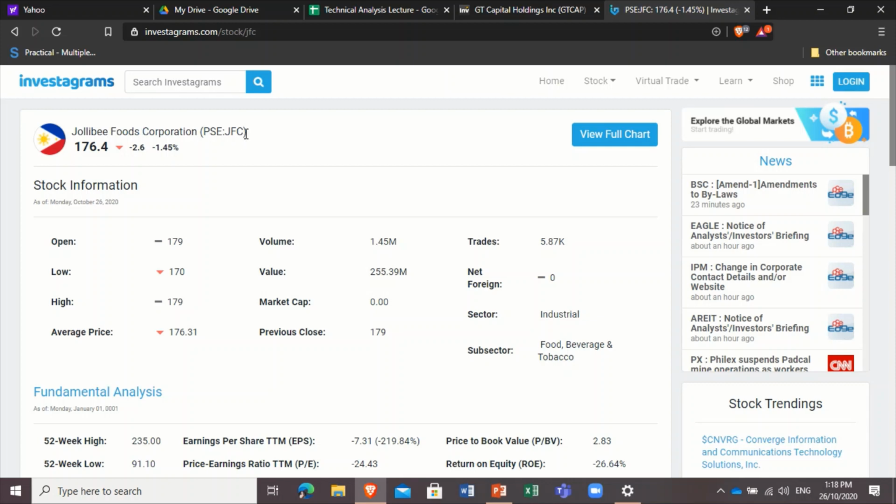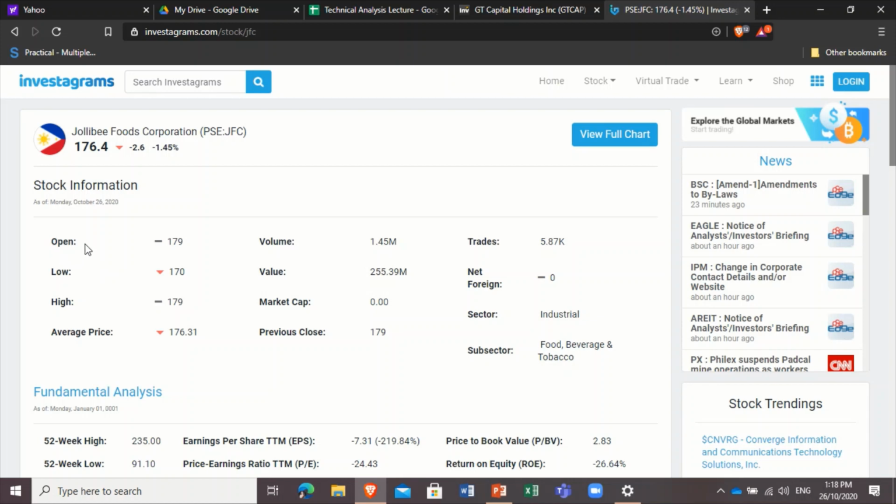So as you can see, there is what we call the stock symbol. JFC is the official stock symbol of Jollibee Foods Corporation. So every time you see the acronym JFC, you know that it's pertaining to the Jollibee Foods Corporation stock. So let's begin with the open, low, high, and then close. Makikita ninyo yan sa mismong electronic board.